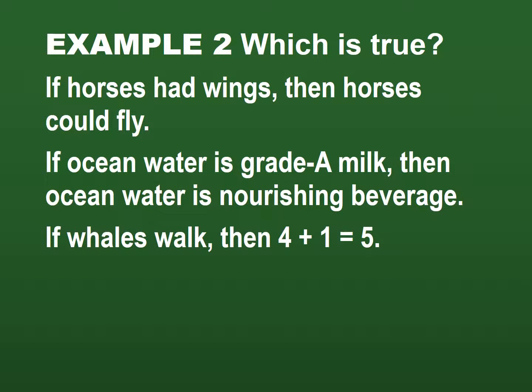So let's try an example. If horses had wings, then horses could fly. And then the next one is if ocean water is grade A milk, then ocean water is a nourishing beverage. And then the last one, if whales walk, then 4 + 1 is 5. So in the first implication, we have a false implying a false, which means that that's true. On the second one, we have a false implying a false, so that one's true. And in the third one, we have a false implying a true, so that one is also true.